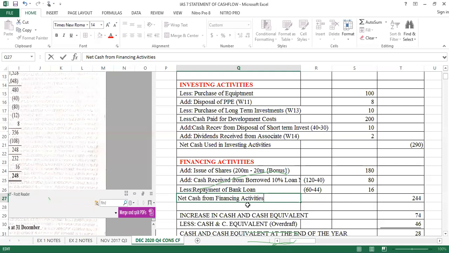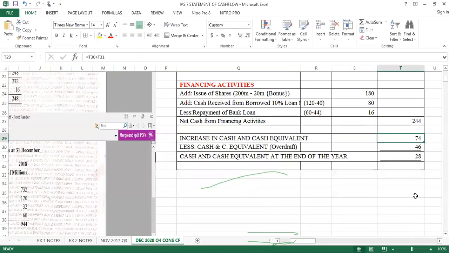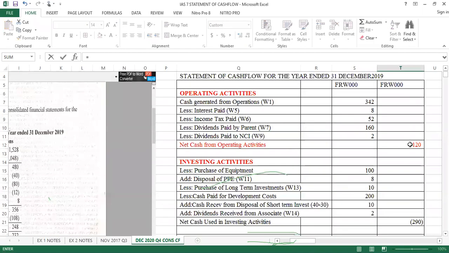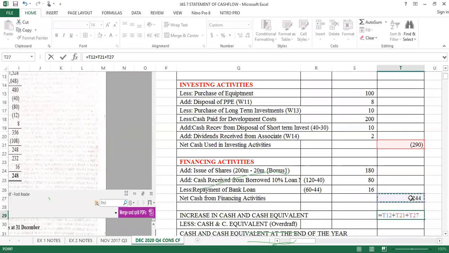Let us be attentive. You remember we worked backwards and we found the answer should be 74. If I get this 74, it means all those workings are right. This one I was just showing you as a shortcut, but let me just remove it to confirm. So let's see, if it is 74, everything is right. 120 plus negative 290 plus 244. Let's see. It has worked out. 74. So we have got 74. So our cash flow is right.